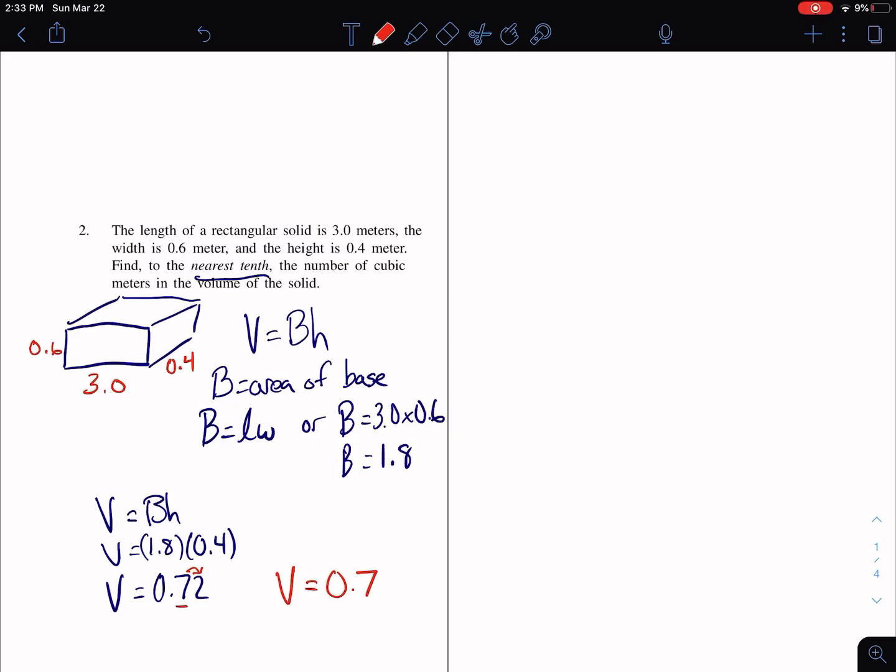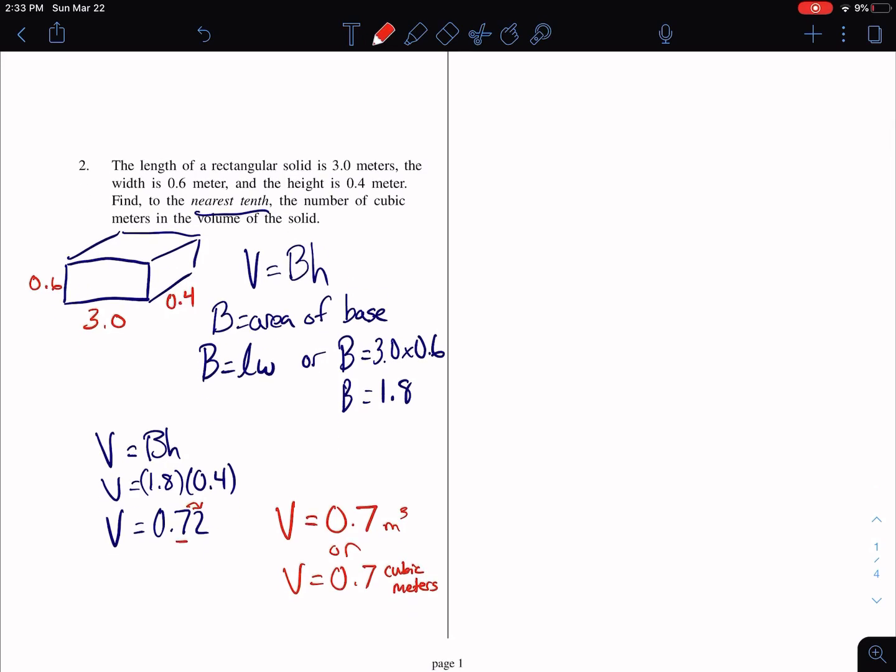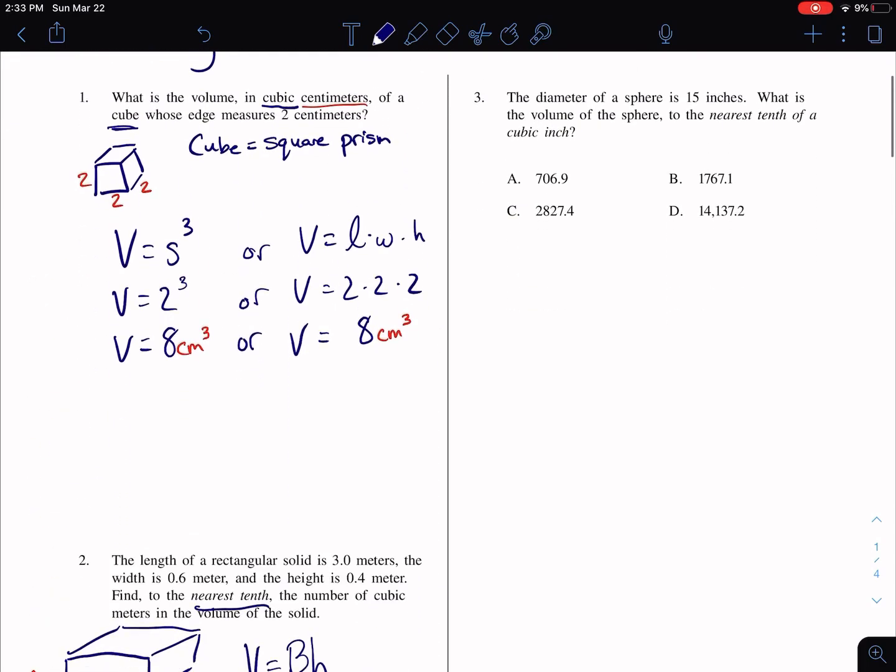Now, we're talking about cubic meters, so you could either do M3 or you could say volume equals 0.7, and you could actually write out cubic meters. You could do meters to the third. You have a few options here, okay? But just trying to give you a few different options here as far as what to put. Okay, so let's go on to question number 3.